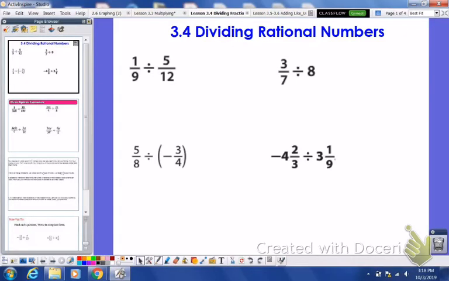Hi guys, in 3-4, we're going to be talking about dividing rational numbers. So when we're dividing, we actually want to change them into a multiplication problem. So we are going to multiply by the reciprocal.